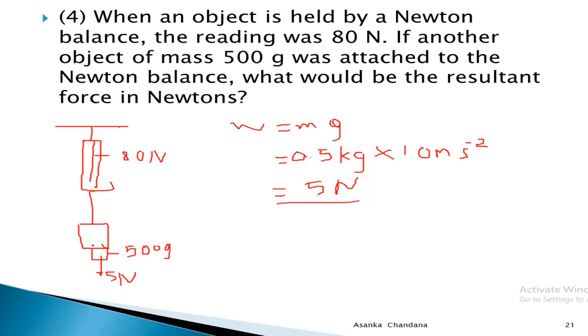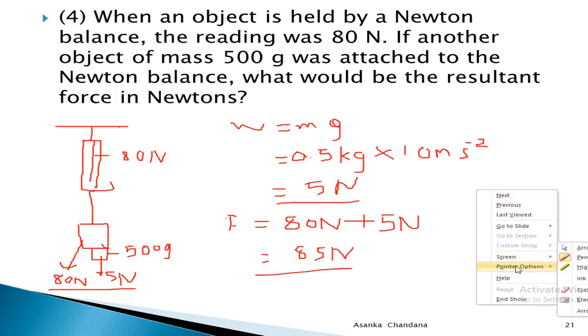The weight of this object is 5 Newton, and the other is 80 Newton. These two forces act in the same direction, no? So we have to calculate the resultant force by addition of them. If the resultant force is F, it can be calculated by 80 Newton plus 5 Newton. So the resultant force is 85 Newton. Now we have got the answer for question number 4 also.